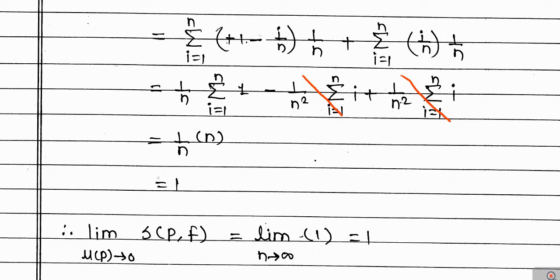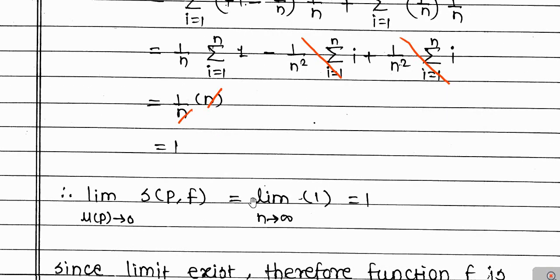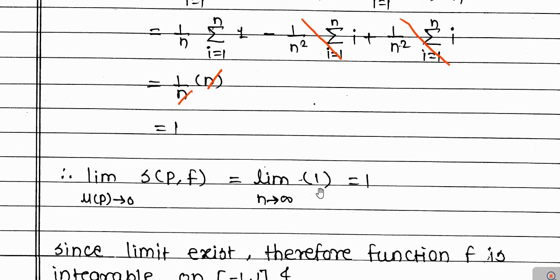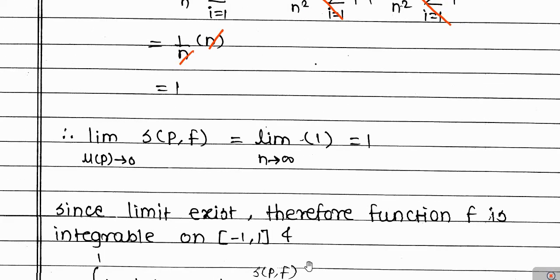Okay, so now as this Riemann sum is a constant quantity, what does it mean? Therefore, the limit as the norm of the partition tends to 0 is constant. So we obtain that the limit of the Riemann sum as the norm of the partition tends to 0 is equal to the limit, putting the value of the Riemann sum which was 1, as the norm of the partition tends to 0, then n tends to infinity, and the limit of 1 is 1 as it is a constant quantity.